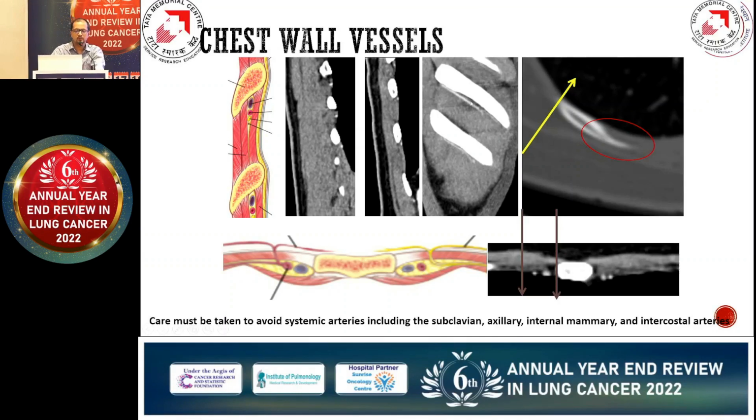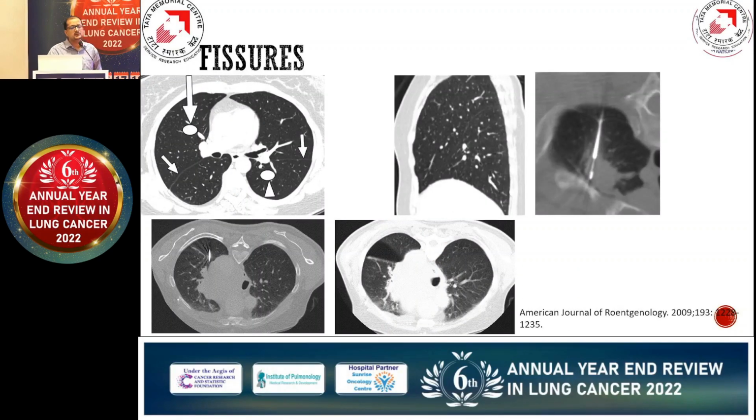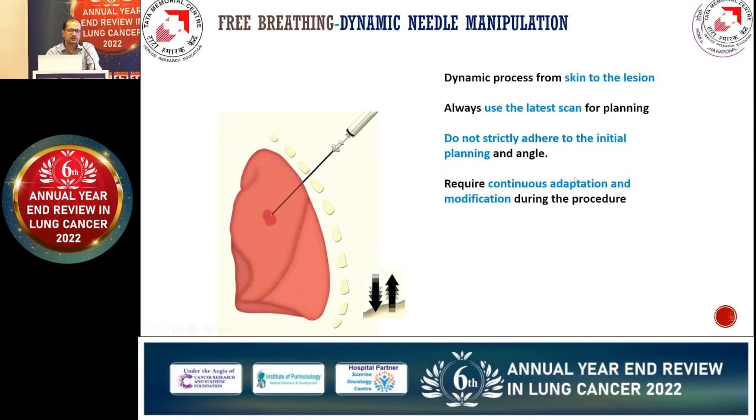Intercostal vessels are seen below the rib surface, so your trajectory should always be above the rib surface. Fissures need to be avoided. Anterior lesions via an anterior approach, posterior lesions via a posterior approach, and that is the correct way of doing the biopsy, so that pneumothorax can be avoided.